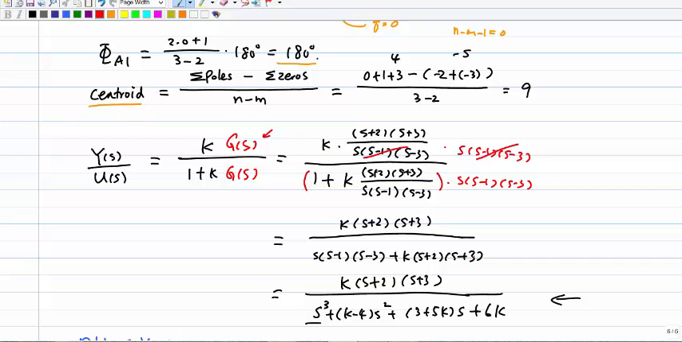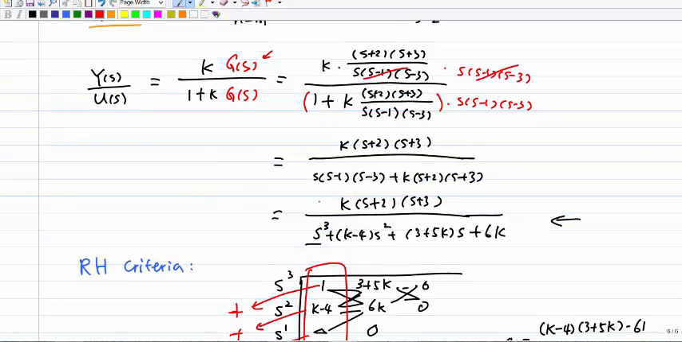So if I clean up a little bit, the numerator I don't have to care about because it has nothing to do with stability. So the denominator I clean up a little bit, and I get this one: s cubed plus (k minus 4) times s squared plus (3 plus 5k) s plus 6k. So that's the new form of my denominator. Now I can use the Routh-Hurwitz criterion to check the range of k such that the system is stable.